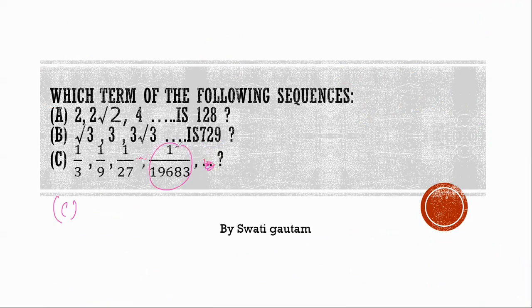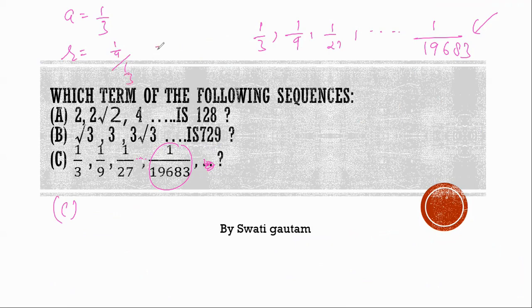So they are asking that the sequence is 1 over 3, 1 over 9, 1 over 27, and so on, up to 1 over 19683. So they are asking which term is this one. So what is A here? The first term is 1 by 3. What is the common ratio, which is R? That is the second term over the first term, which is 1 over 9 divided by 1 over 3. That is 1 by 3. So R is also 1 by 3, right?